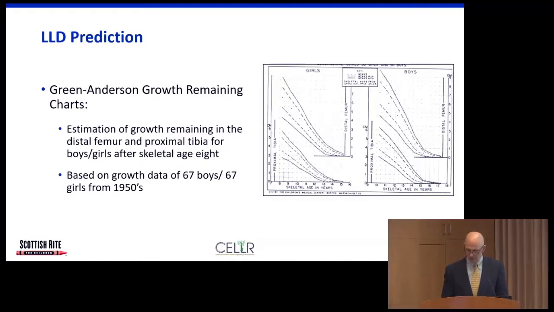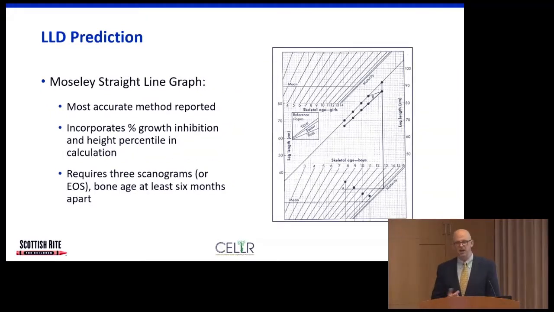and cultures. The Moseley straight line graph is actually the most accurate method of predicting what limb length discrepancy is going to be. But it also is one of the most difficult to use because you have to have multiple time points. So you need at least 3 scanograms, or in our case, EOS measurements. So you need 3 measurements of the lengths of the lower extremities separated by at least 6 months with associated bone age, meaning getting a hand or an elbow to help identify what the bone age is, so you can then predict what the discrepancy is going to be. And you can use this graph to help predict or identify when is the best time to intervene with an epiphysiodesis.